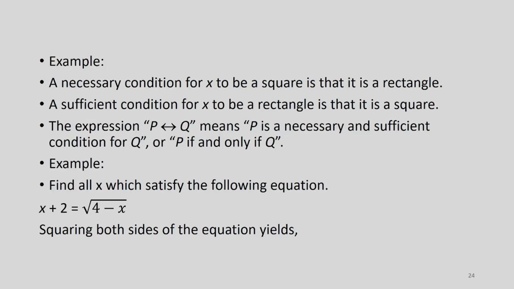The expression P if and only if Q means P is a necessary and sufficient condition for Q. So, here you have both things happening at the same time, necessary and sufficient at the same time. Okay, here I have taken an example to show the difference between necessary and sufficient condition. Suppose I am given the following problem: find all x which satisfy the following equation, x plus 2 is equal to root over 4 minus x. Let us try to solve this.